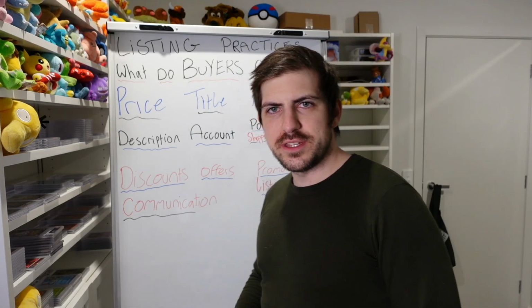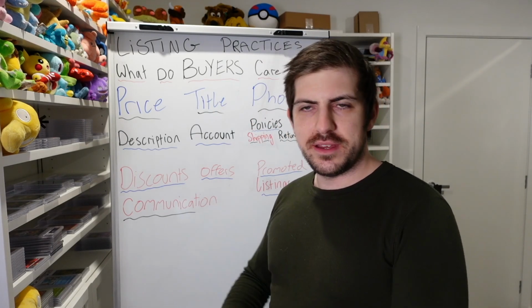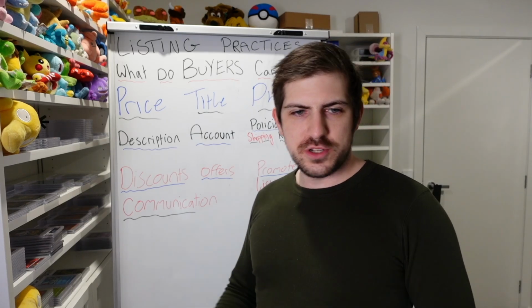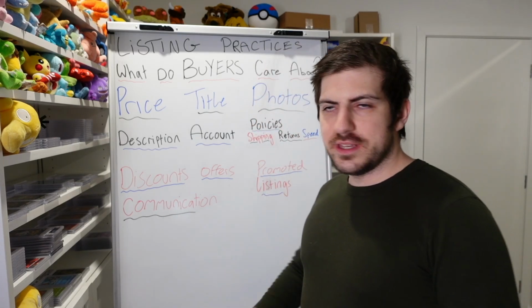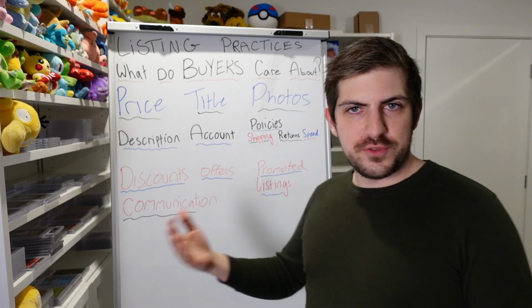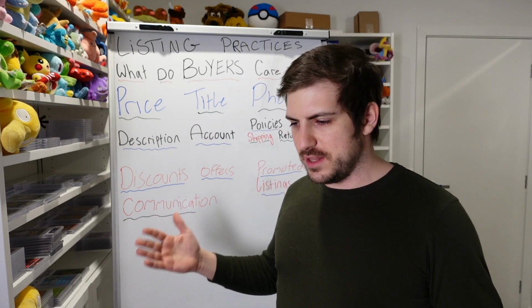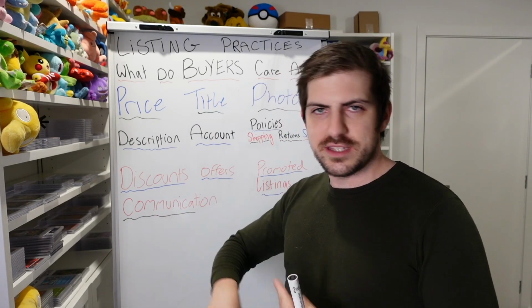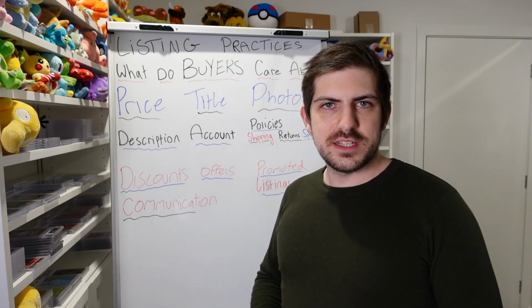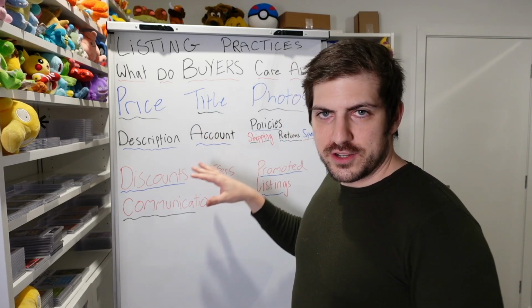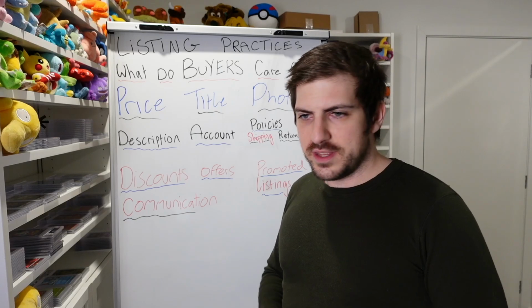What do I mean by all this? So let's imagine right now we're searching on eBay. We're searching for something to buy. What do we see? First thing we see: price, title, and photos. The three most important things. No one can ever doubt or say it's not. These are the first three things that people see. We'll get into the rest, but price, title, and photos are the most important things.